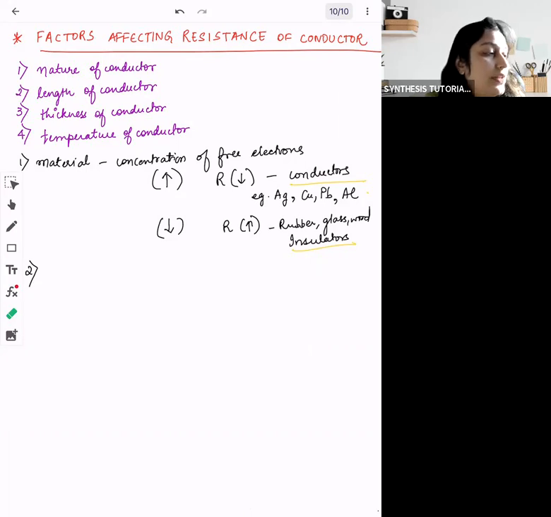ओके, सो दैट इज व्हाट इन अ लॉन्ग कंडक्टर द नंबर ऑफ कोलिजन्स विल हैपन with positive ions will be more as compared to a short one because the distance is more. Therefore a longer conductor will offer more resistance. Okay. And so this is a direct proportion. More the length, more the resistance. तो direct proportion वाली बात हो गई, right?